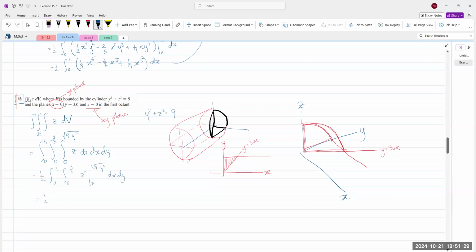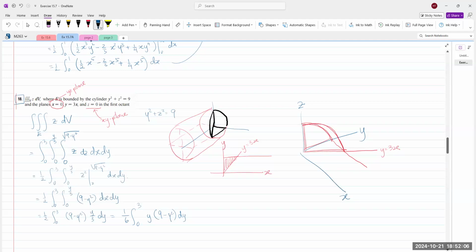This is 1/2 integral 0 to 3 integral from 0 to y over 3 of 9 minus y squared dx dy. The integrand is independent of x, so there will be just the length of the interval. So that's 9 minus y squared times y over 3 dy. That is 1 over 6 integral 0 to 3 of y times 9 minus y squared dy.